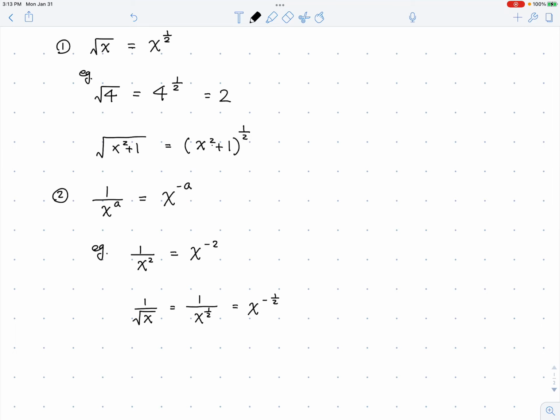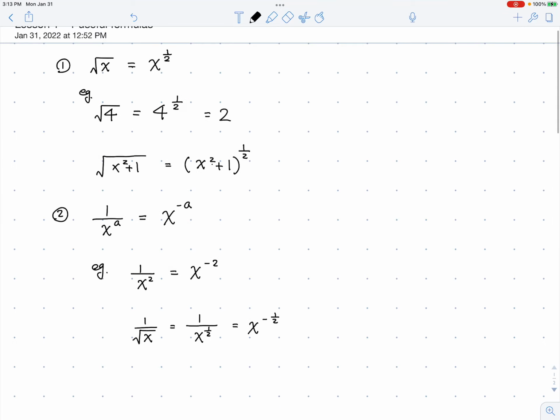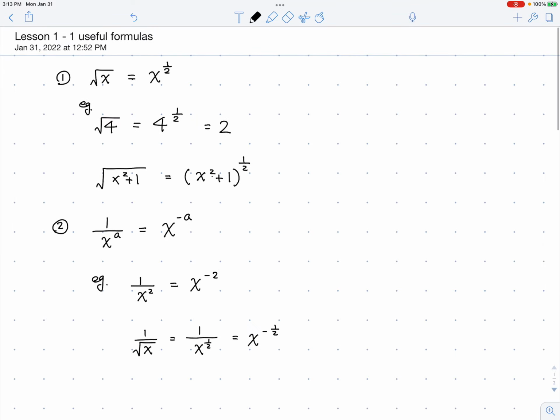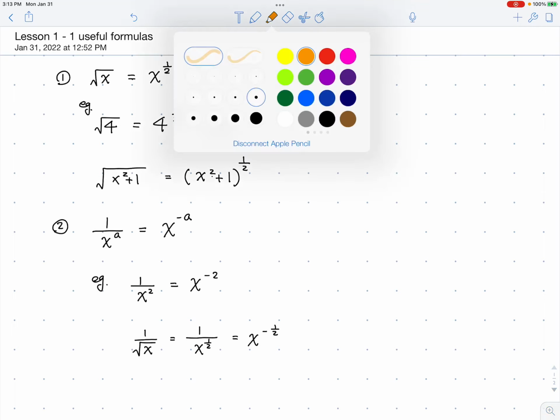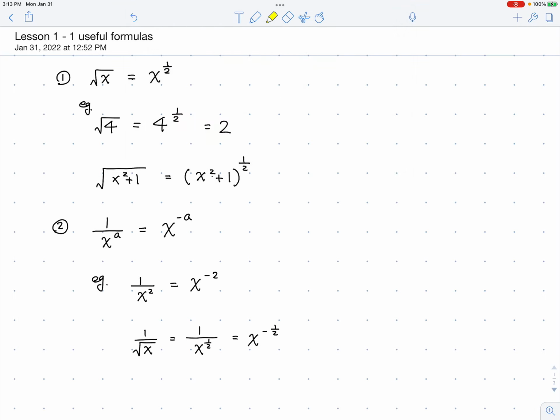Okay, so these are important because later when we learn derivative rules, we will have a derivative rule for power functions. So being able to turn things into the form of a power function, which is x to something, this is the form of a power function, would be very helpful. So we want to be able to do that.